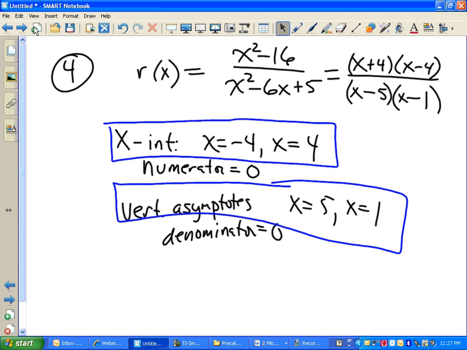If you were to graph this, you would end up with a graph that sort of makes sense. I am not going to ask you for the end behavior on this. I'm going to save that for another day because I think this is a long enough quiz.